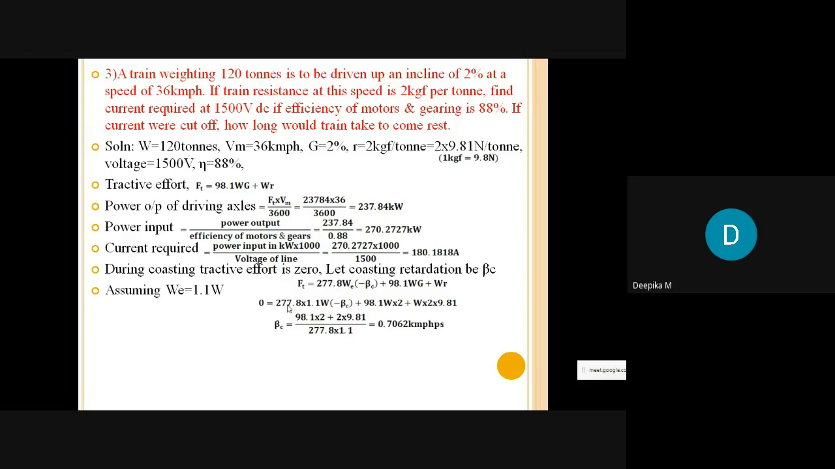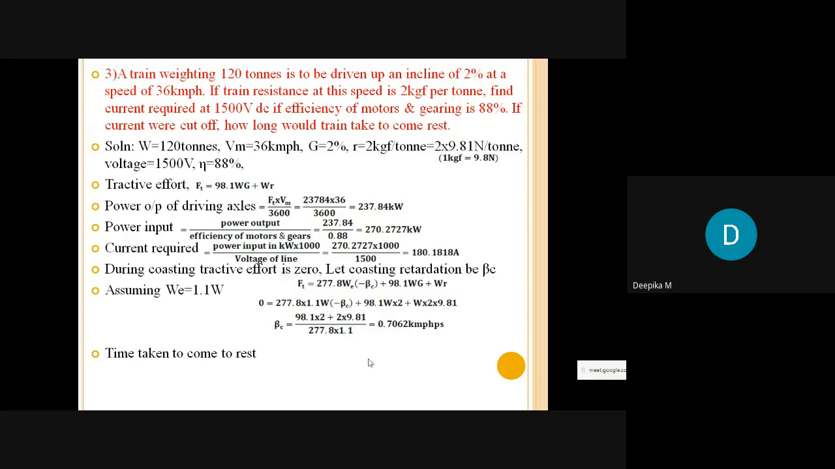So upon rearranging, please remember that WE will be replaced by 1.1 W, and W, we know, is 120 tons. So let us substitute the data, or we can do it this way, because the W term is present in all these three terms. Let us take W common, and if it is sent to the LHS, then it will also become 0. Hence W is cancelled over here. Hence the remaining terms will be rearranged, so that beta c is nothing but 0.7062 kilometer per hour per second.